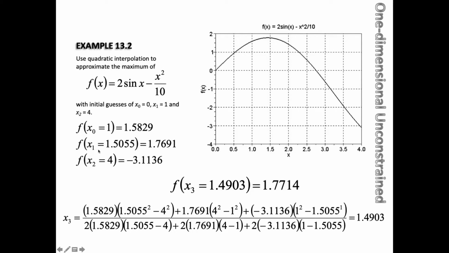Now that we've replaced x1 with x3 from the previous iteration, we have these new function values. We put in these new function values in our expression for the quadratic interpolation, and we obtain a new value of x3. For this value of x3, we have 1.4903, and f of x3 is equal to 1.7714. We then plug this x3 in as x1 and repeat the same process.